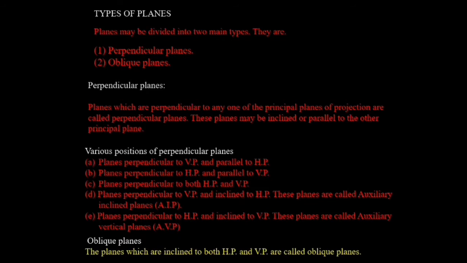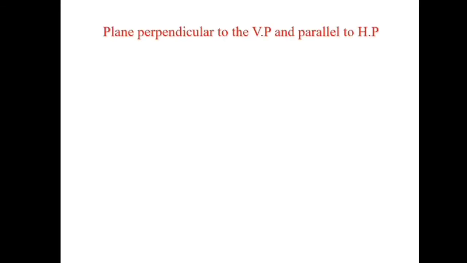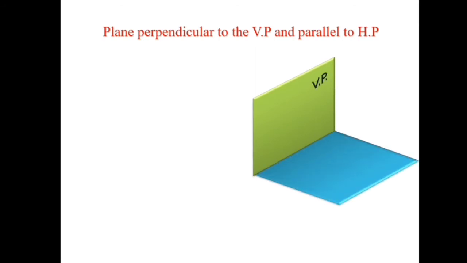Next, the second type, the oblique plane: planes which are inclined to both HP and VP are called oblique planes. Next, let me see the first method, plane perpendicular to VP and parallel to HP. Now you will see this is a square plane. The square plane is perpendicular to VP and parallel to HP. When you watch this plane from the front view, you will get a straight line. It will appear on the VP. And when you watch from the top view, you will get the true shape of the square on the HP.